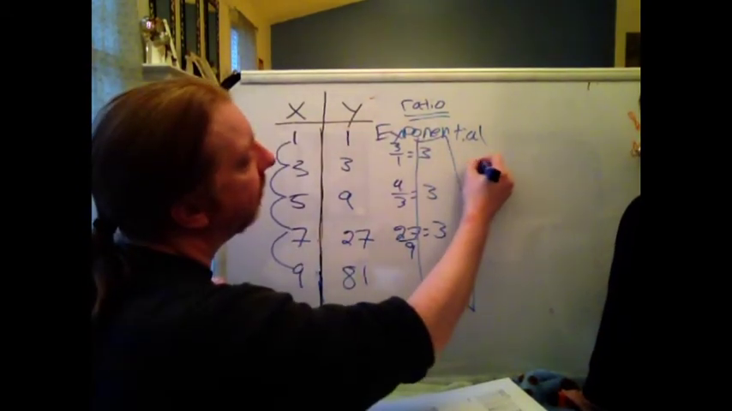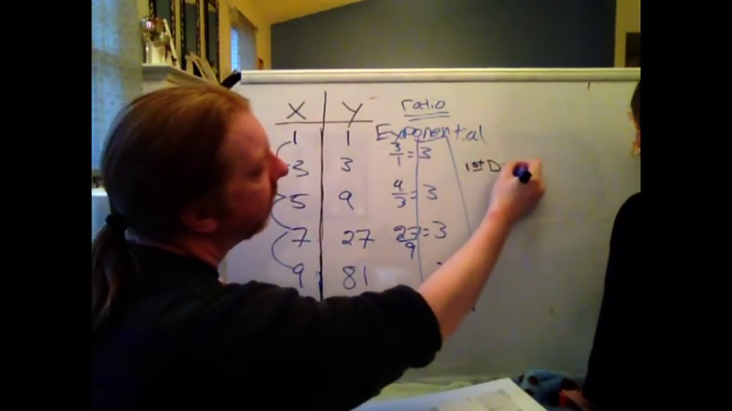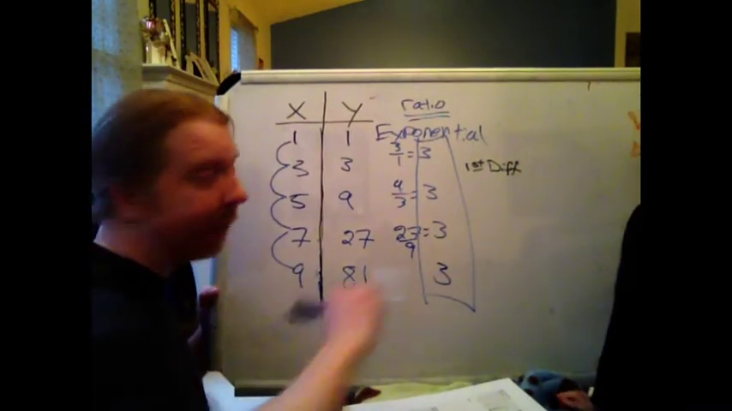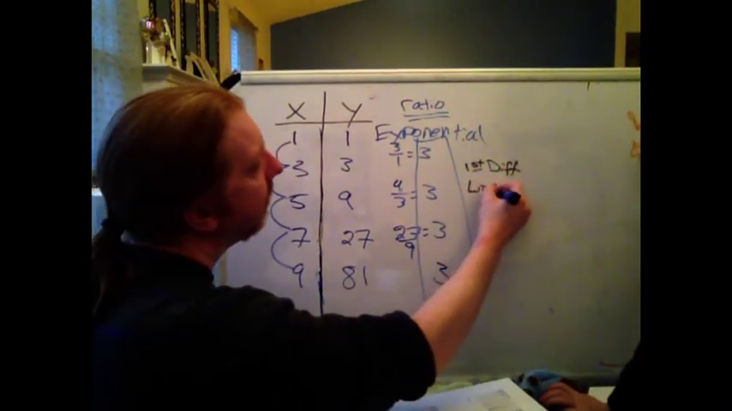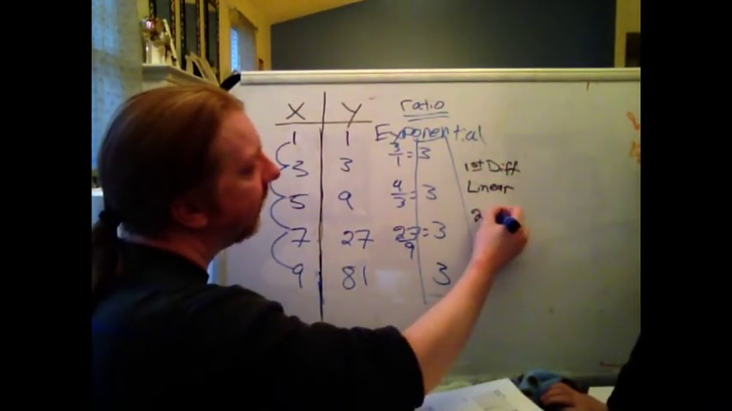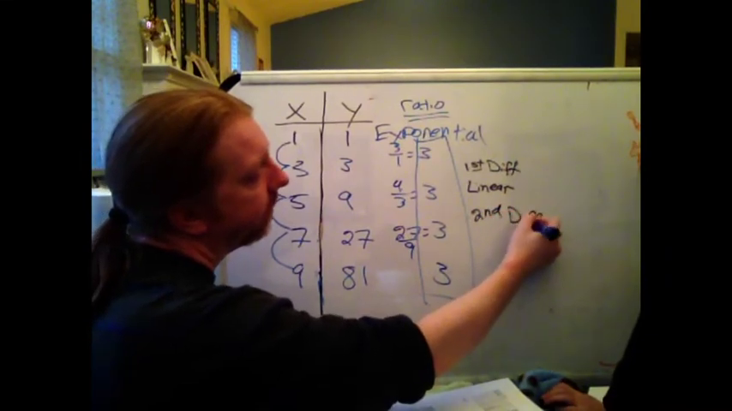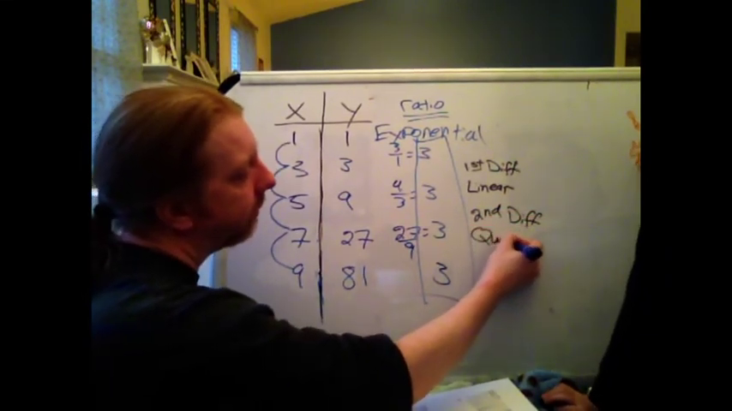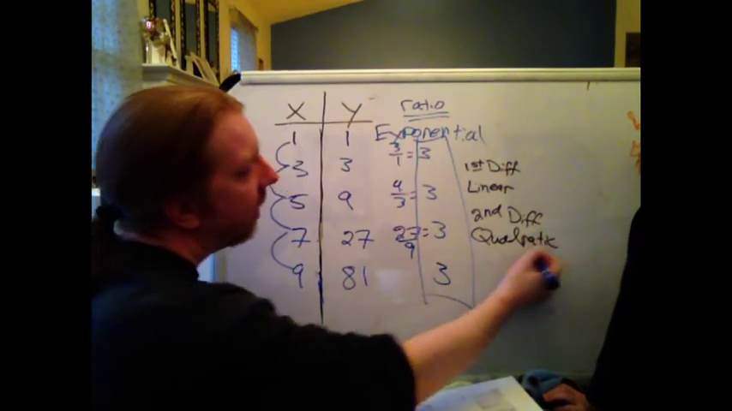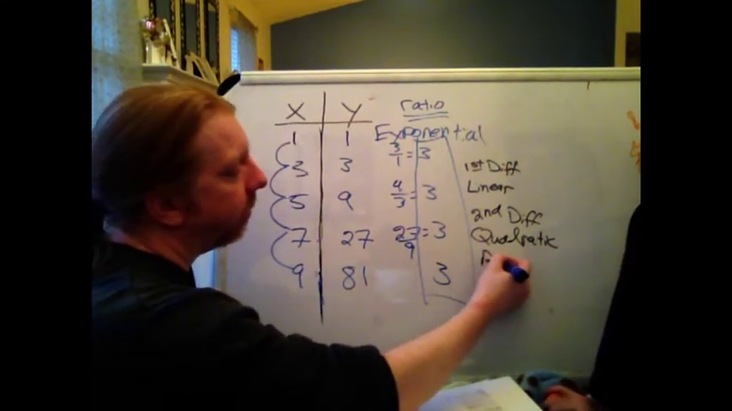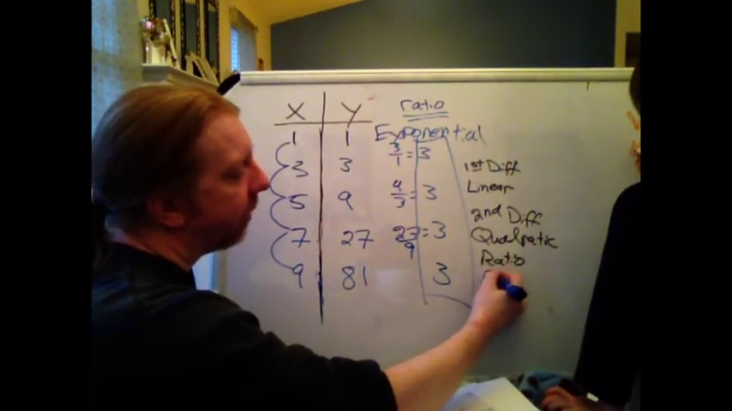Remember, if the first difference is the same, we call that linear. If the second difference is the same, that's a quadratic. And if the ratios are the same, that's exponential.